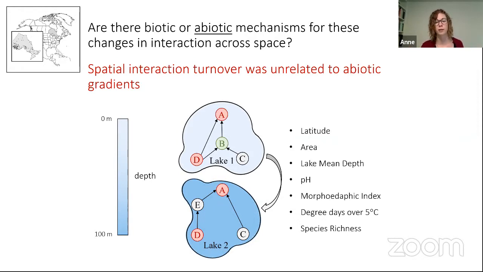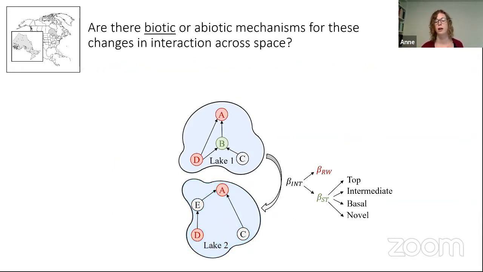So what about the biotic components? I was really excited for the biotic components. There's been a lot of research that's shown that we can predict interaction structure within food webs using traits. So I did an extensive review looking at different traits for different fish and coming up with a mapping mechanism to predict these interactions.